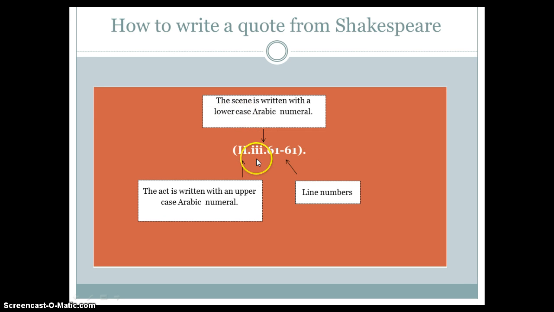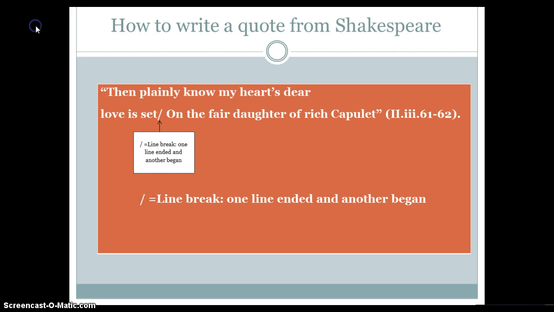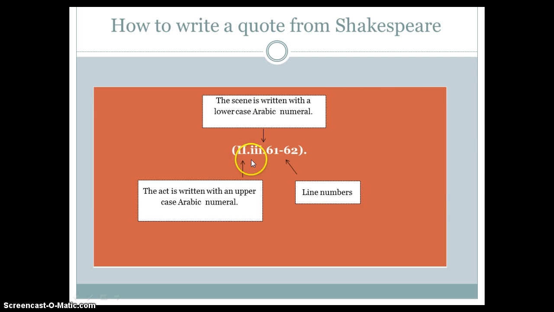Now, same mistake. Let's fix this one. That should be 62. Okay, so then plainly know my heart's dear love is set on the fair daughter of rich Capulet. So again, the line break, and let's go to the next one. This tells us that the scene is written in a lowercase Arabic numeral. The act is a capital Arabic numeral. Lowercase Arabic numeral is the scene. That means Act 2, Scene 3. And the line number is 61 to 62.